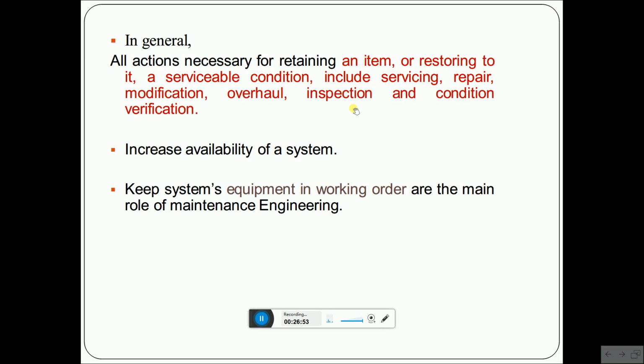Inspection is where we mostly take regular inspections, cleaning the screen regularly, or we may be doing some sort of screening of the screen for cracks or potential faults. Condition verification is more like I have some means of measuring the condition of the screen in real time. So if any fault occurs, I am aware of the fault. So this is more like condition-based maintenance.